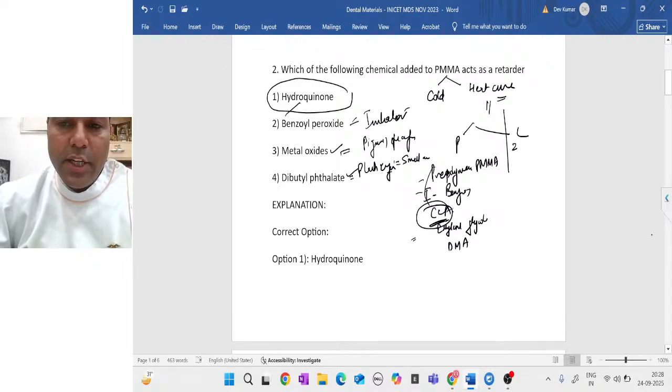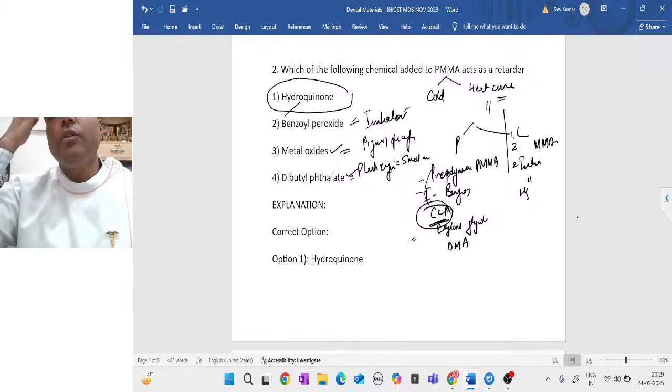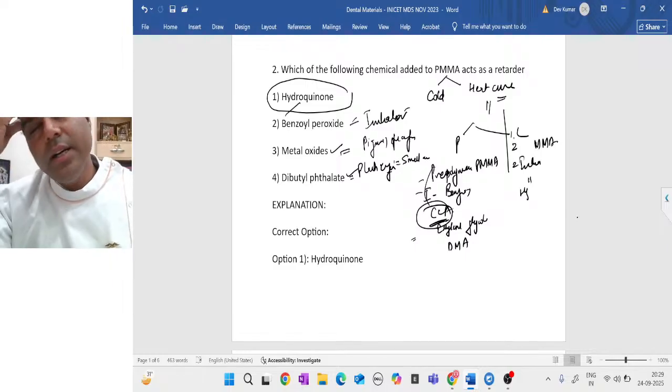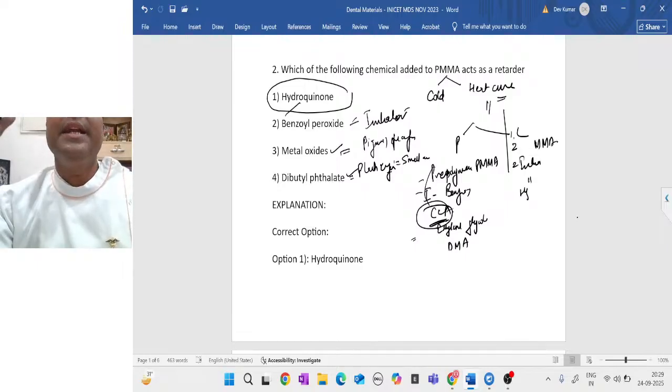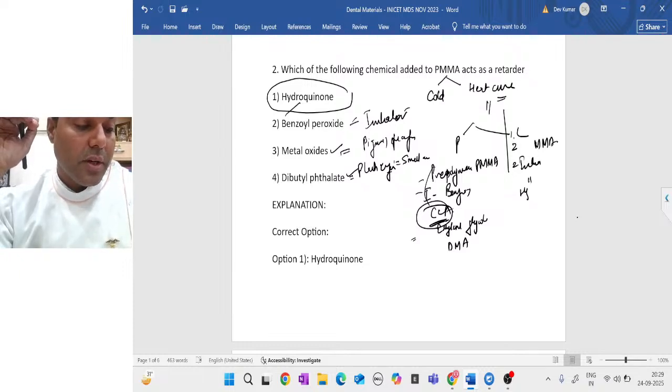The liquid contains mainly two things. One is your MMA, methyl methacrylate, and second is your inhibitor. We need an inhibitor in the form of hydroquinone. Why? We also keep the liquid monomer in amber colored or dark colored bottles away from the light. The inhibitor hydroquinone is added so that it doesn't pre-polymerize. The liquid shouldn't pre-polymerize. Okay, got it?